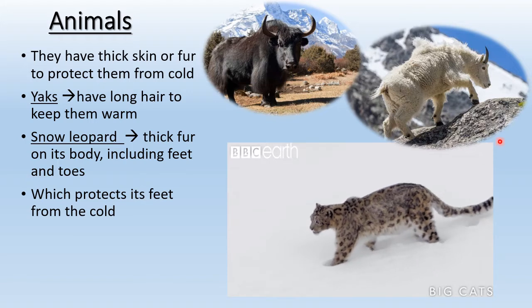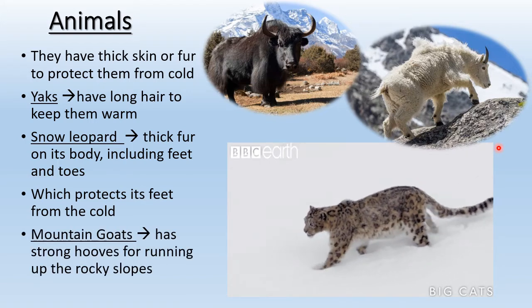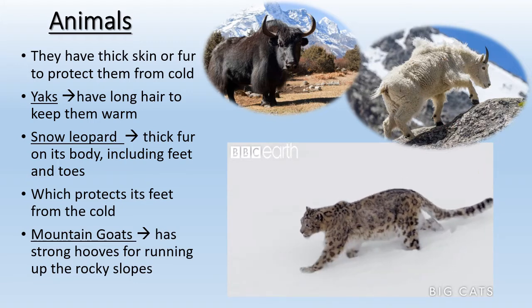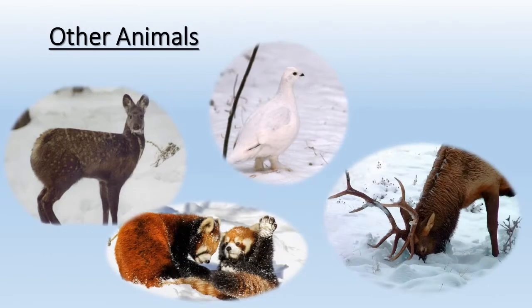And the mountain goat. They have strong hooves for running up the slope. They have thick fur to protect themselves from cold. There are some other animals like the yak, birds with feathers on their feet also, red panda, musk deer, and others.